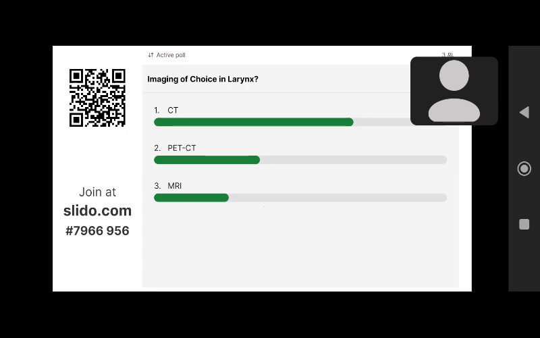Ma'am, if we are doing an MRI, then that is an extra. No, no, I'm asking you why will you do an MRI, not if you're doing an MRI. Ma'am, my first choice of investigation would be a CECT neck in this case. Agreed.